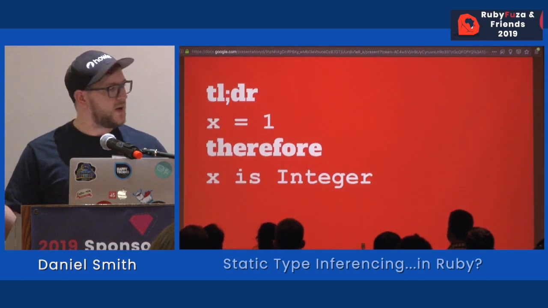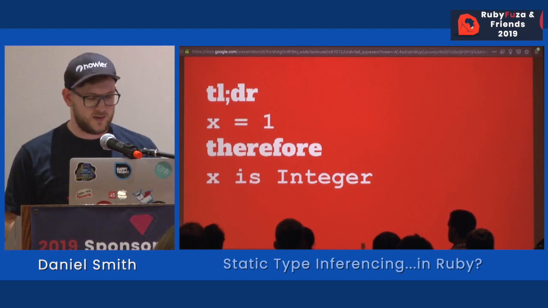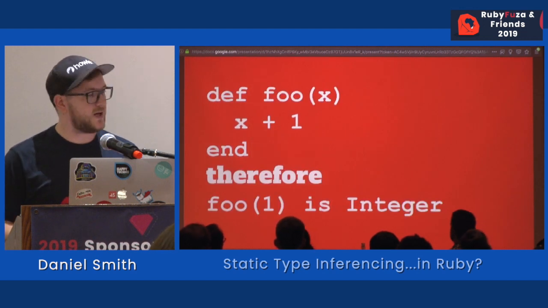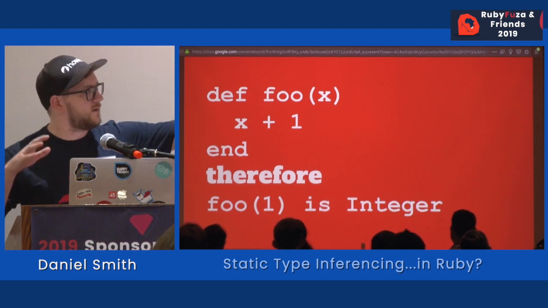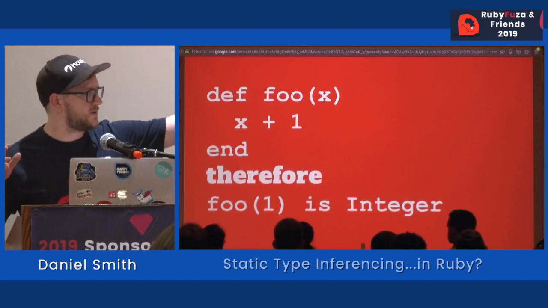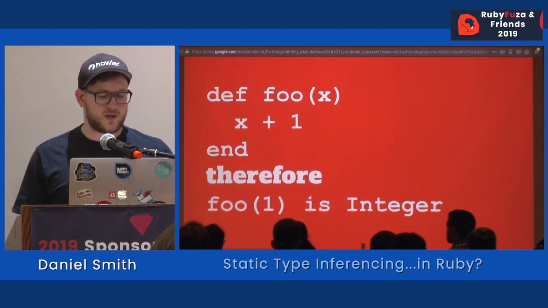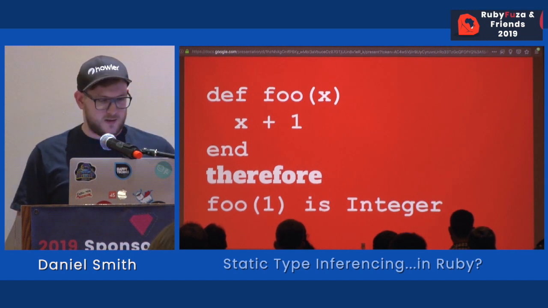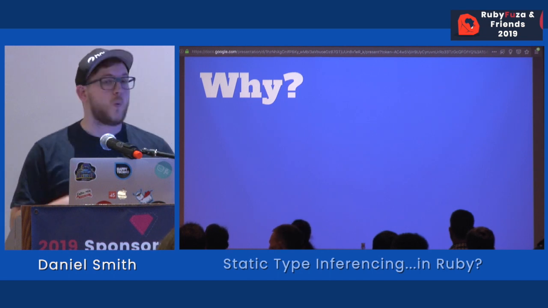Basically what it means is that if you write x equals 1, you can say, cool, x is an integer, right? And you can do that just by looking at it. There's a few other things, like if you define a function foo that takes in an x and returns x plus 1, you can also infer that foo(1) will also be an integer. So now we know what it is. I'm just going to talk a bit about why.